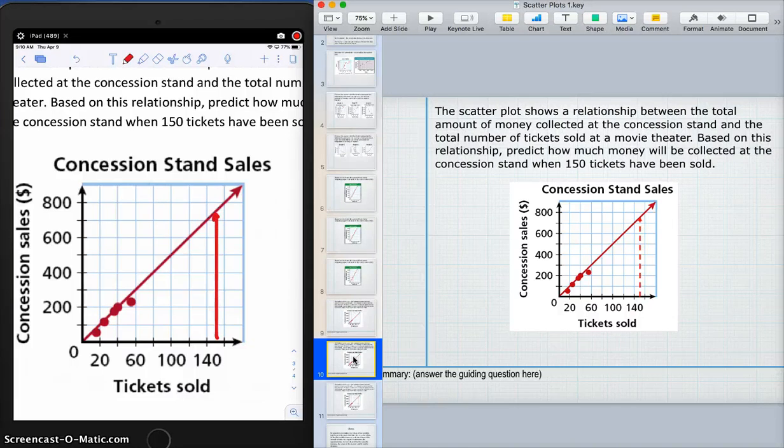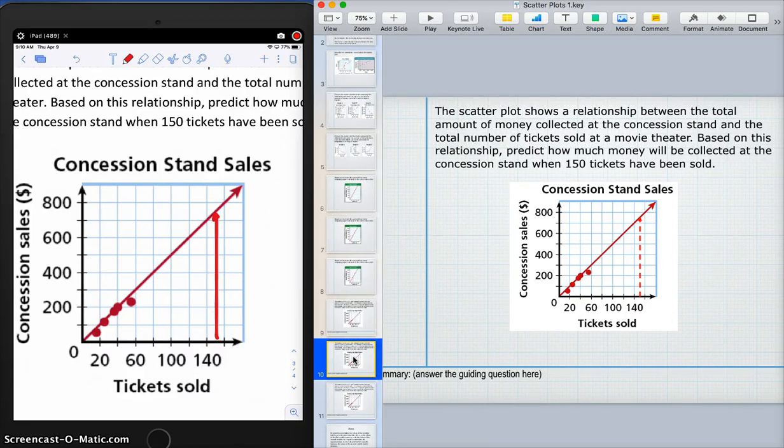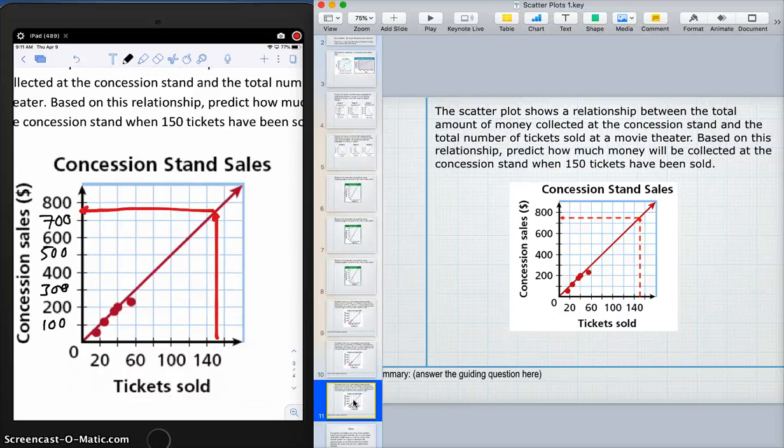Once I know what point on my line I'm looking at, now I can draw a line to the left to see how much money that would get me. So I can see that I'm about halfway between 800 and whatever's below 800. I can see that because every other line is labeled and it's going by 200s, so the lines are actually going by 100. So this is 100, 300, 500, 700. So I'm at about halfway between 700 and 800.